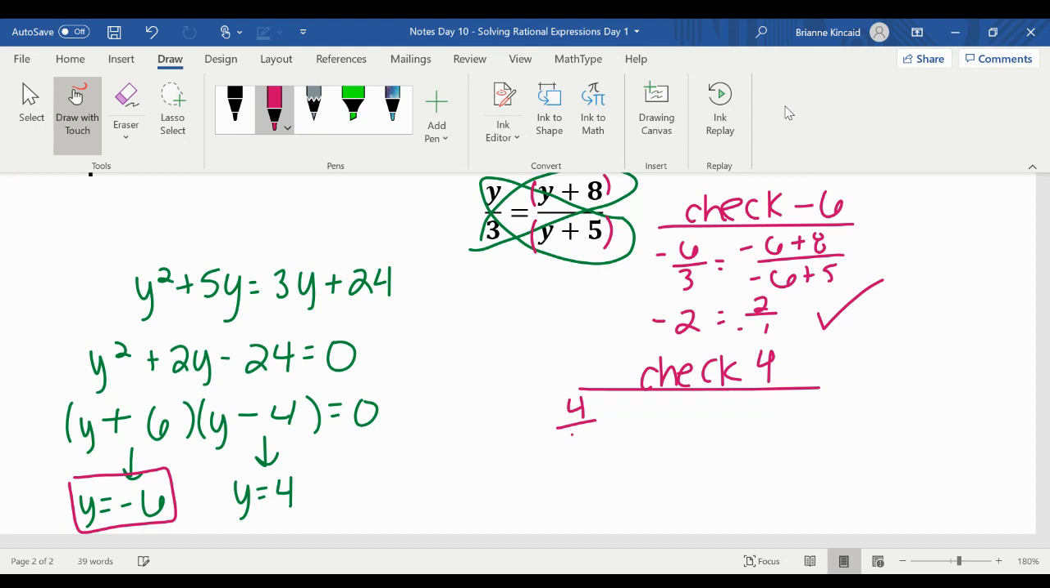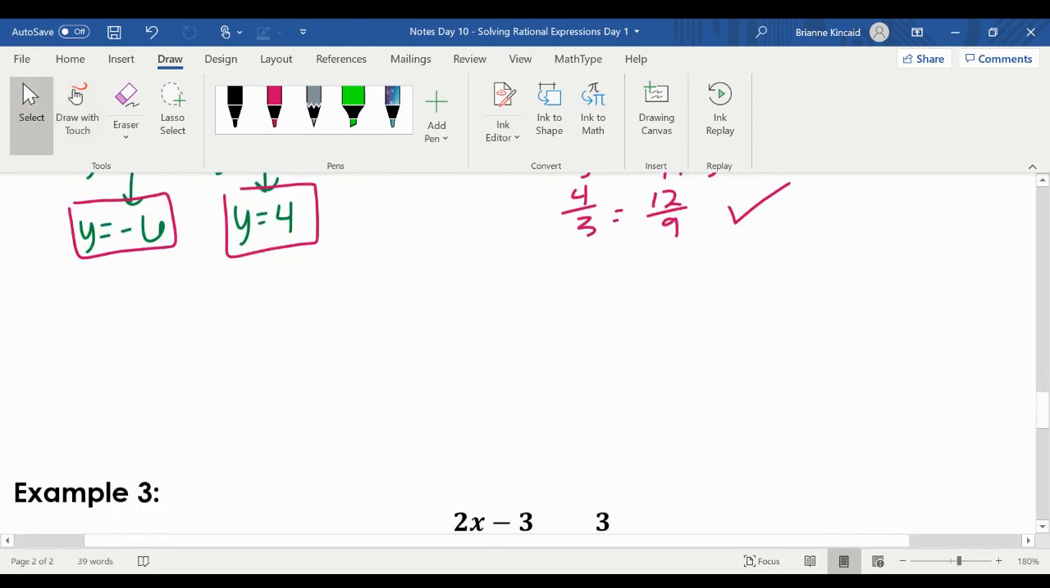I have 4 over 3, which I can't reduce, equals 4 plus 8 over 4 plus 5. So 4 thirds equals 12 ninths. 12 ninths does reduce down to 4 thirds, so we get that a check as well, and we get to box in both answers. It may happen when you have multiple answers that you find they both work, one works and one doesn't, or you can even at times find that neither of them will work.